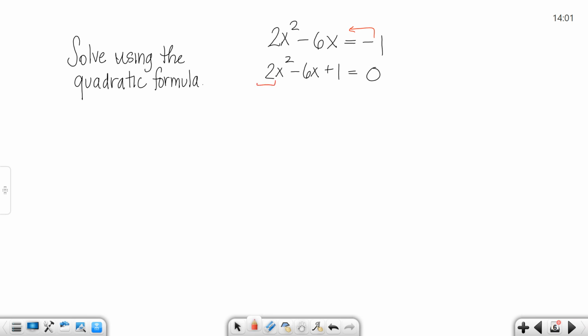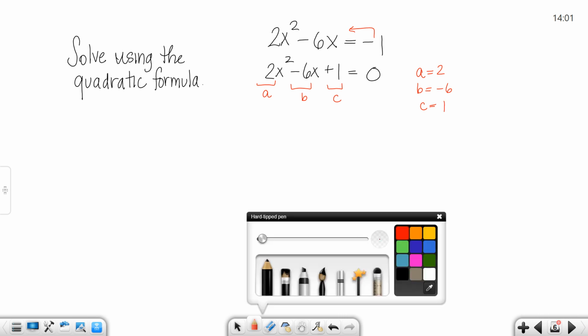Okay, A is the number in front of x squared. B is the number in front of x, and C is your constant. So for this particular problem, A is 2, B is negative 6, and C is 1.